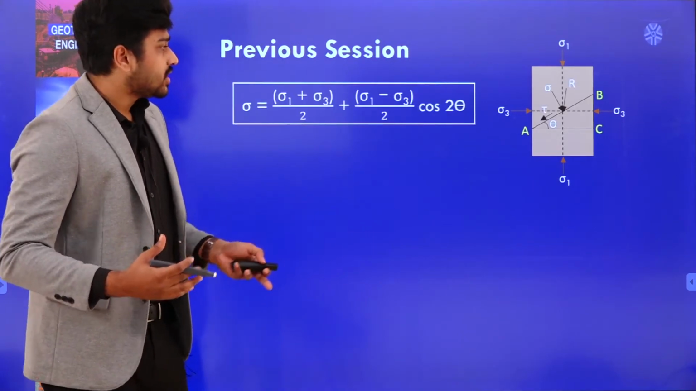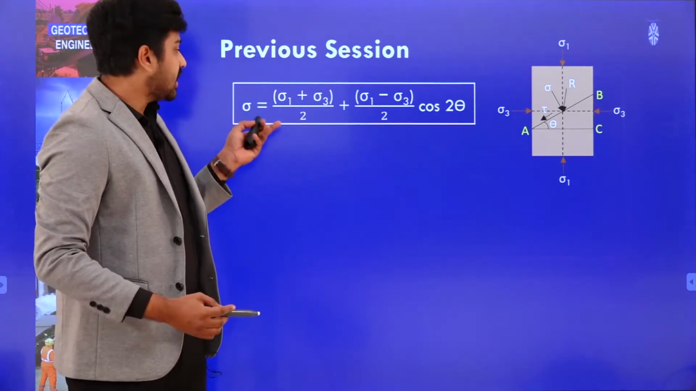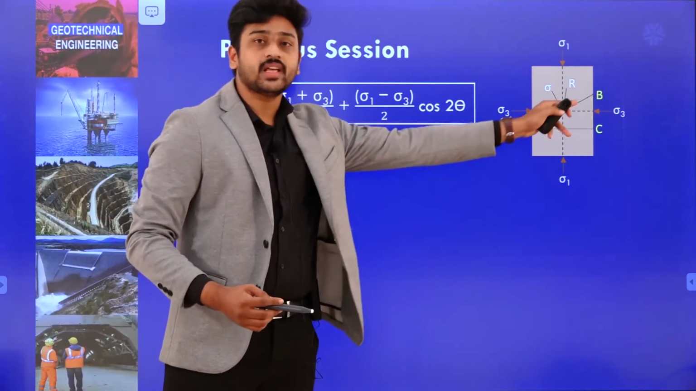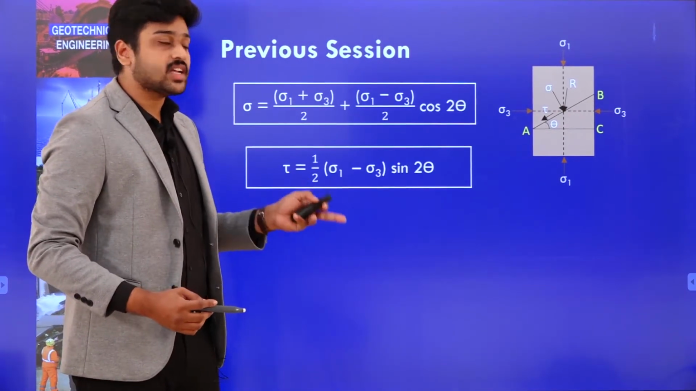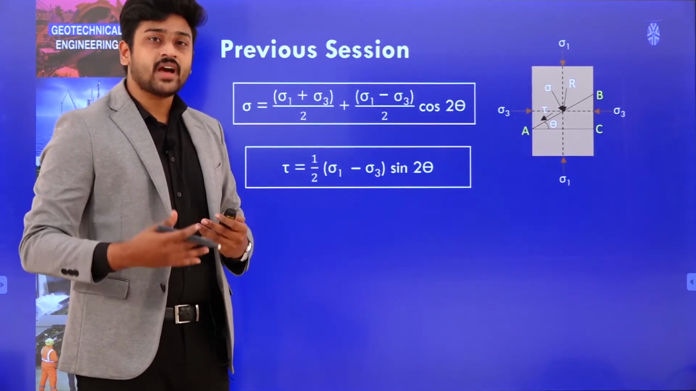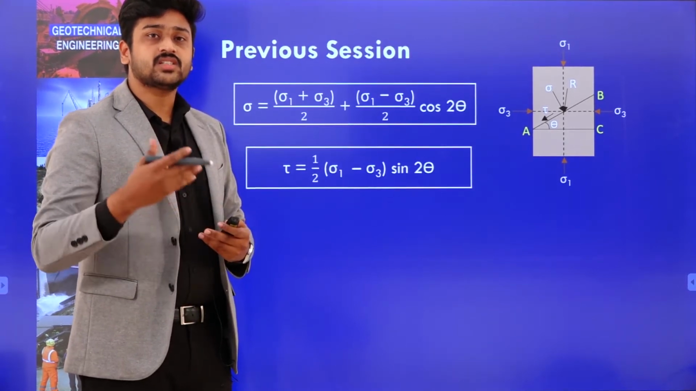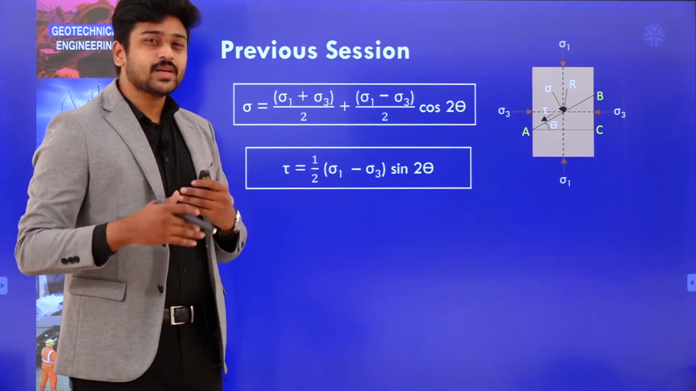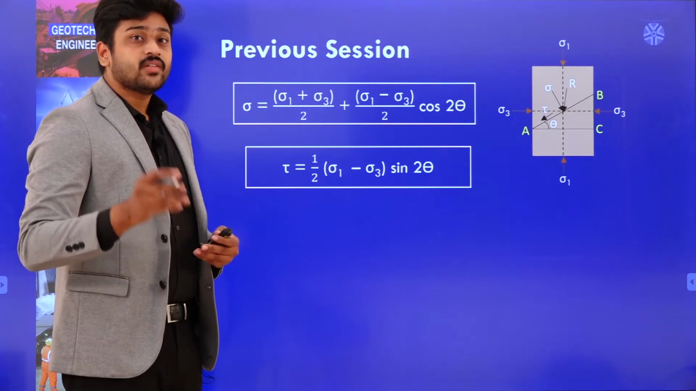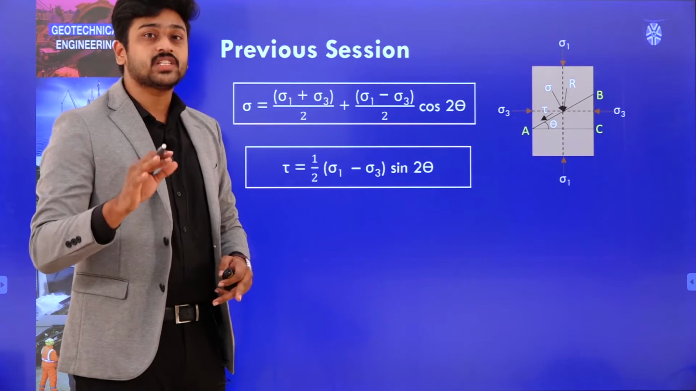For that case, we obtained the relationship for the normal stress on the failure plane AB as well as the shear stress on this plane AB. Using these two we obtained the failure shear stresses and normal stresses. In a similar fashion, we will now try to understand the same case, but when the horizontal and vertical planes are not the principal planes.